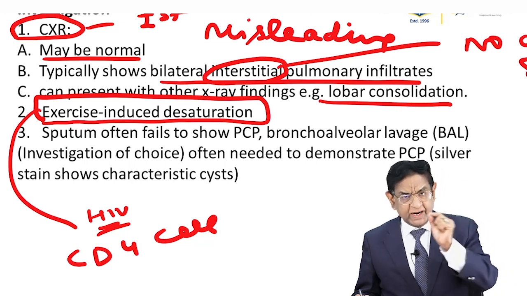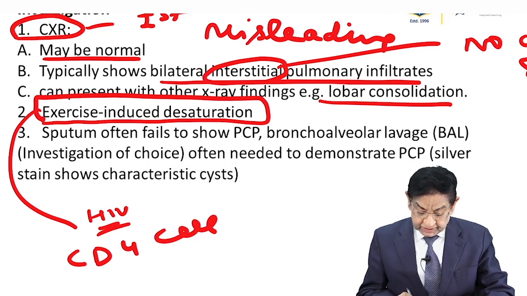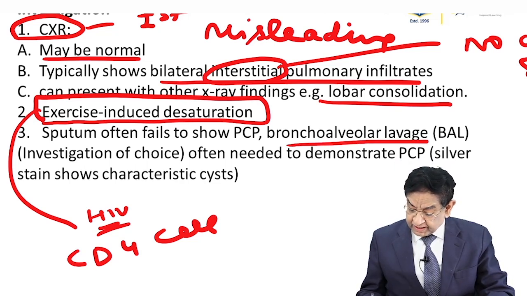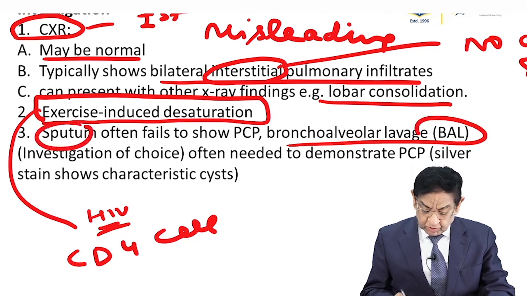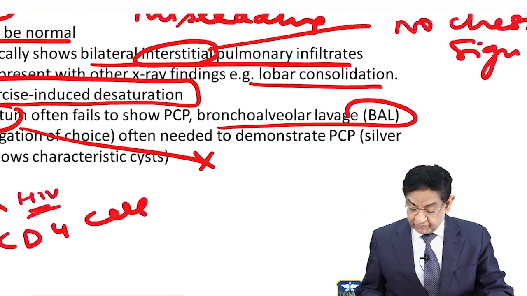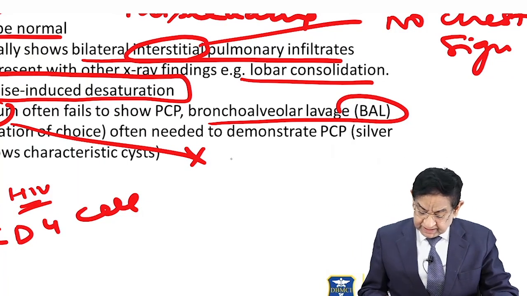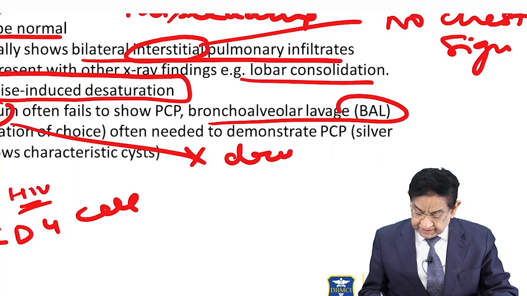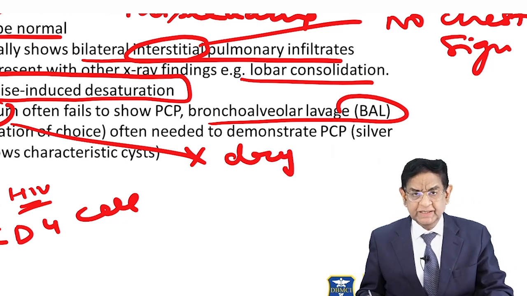So finally, you want to diagnose a case of pneumocystis. What do you do? You go for bronchoalveolar lavage. What about doing only sputum? Only sputum is of no use. Why not examine sputum the way you do for routine pneumonia? The reason is that it is usually a dry cough. There is not much sputum. So that's why sputum positivity is very negligible.